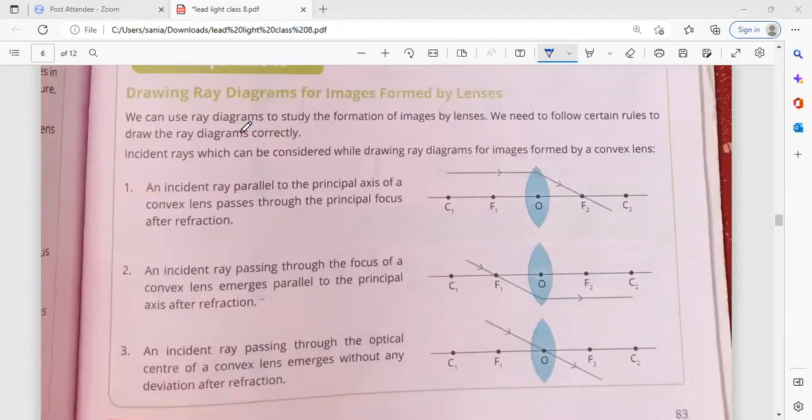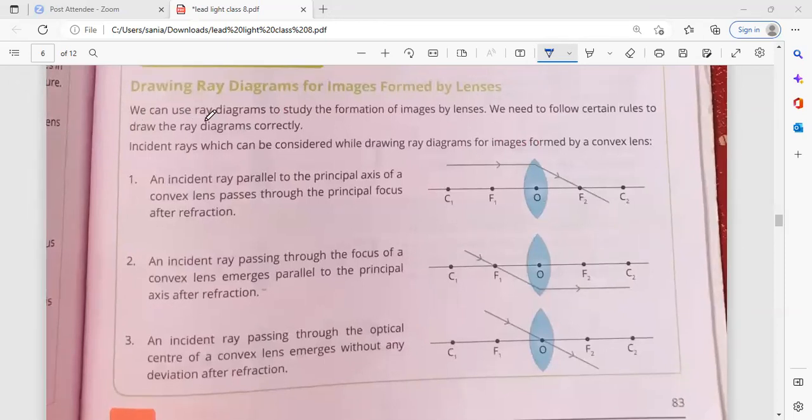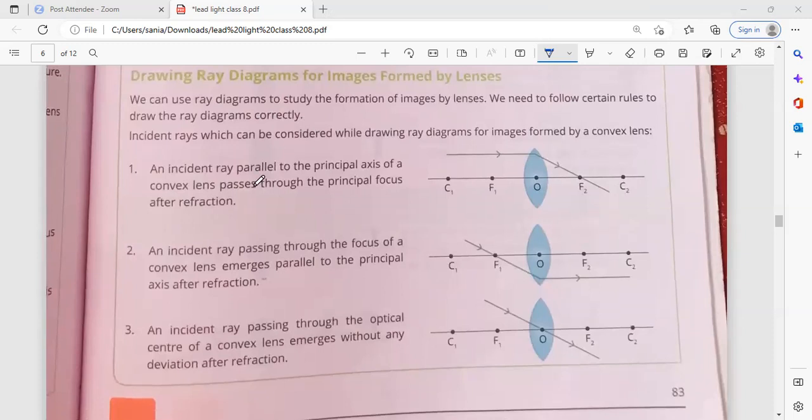Okay, so now coming to the next thing, drawing the ray diagram. Very, very important. We usually use ray diagrams to study the formation of images by lenses. So we need to follow certain rules to draw the ray diagram correctly. These are the rules, so write them very well.